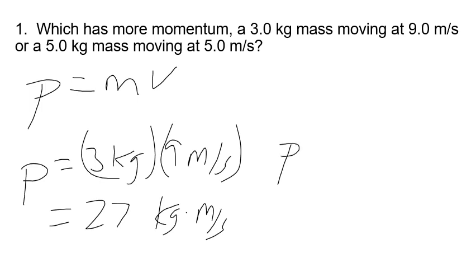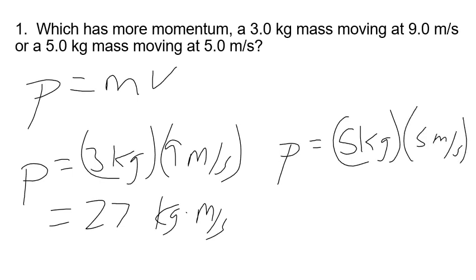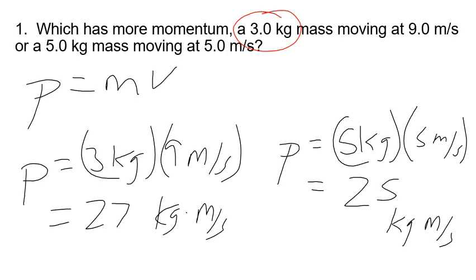Well, in our second situation, we've got a 5 kilogram mass traveling at 5 meters per second. It's going to give us a momentum of 25 kilogram meters per second. So one of the takeaways from this was we had a smaller mass that ended up having a larger momentum, and that was because it was moving at a higher velocity. Remember that momentum is the combination of the mass and the velocity. So if something has a really, really high velocity with a small mass, it can have a lot of momentum.